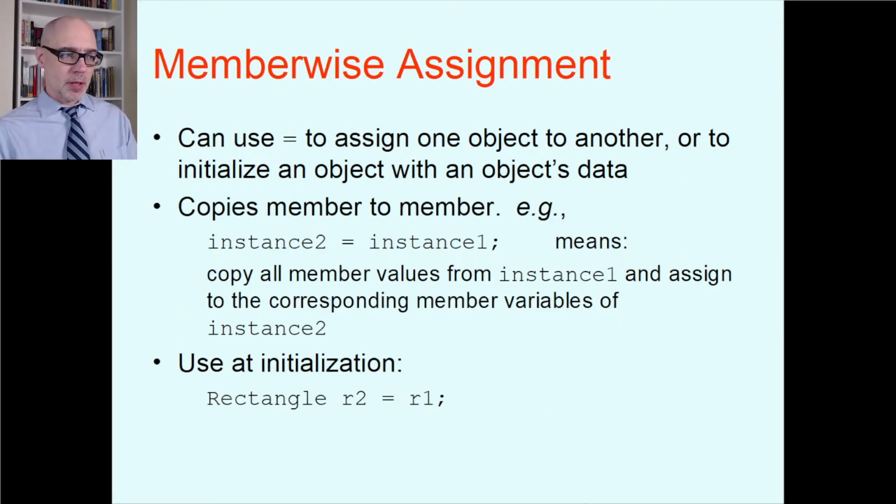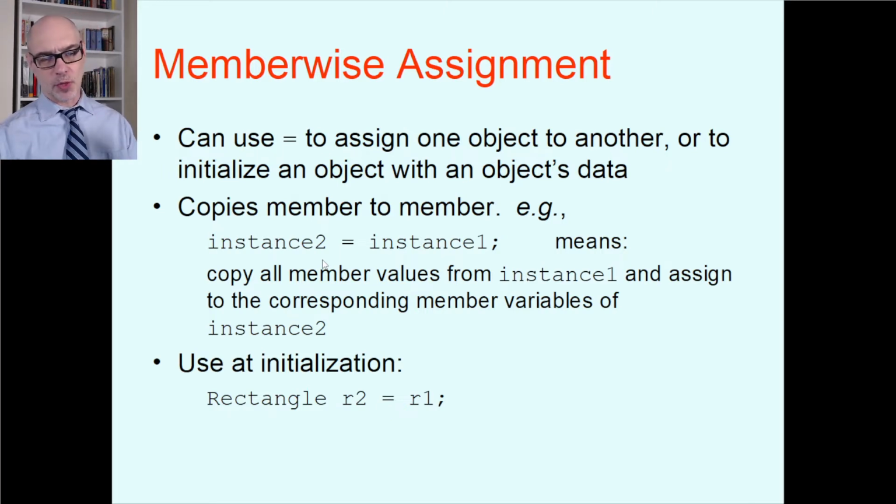All right, so here is how you trigger the copy constructor. You just use that equal sign assignment. That actually does a copy job. So you can use the equal sign to assign one object to another, or at the moment of initialization, to initialize an object with another object's data. So if I have some kind of fancy class and I've made 2 objects, instance 1 and instance 2, I can just write down instance 2 equals instance 1.